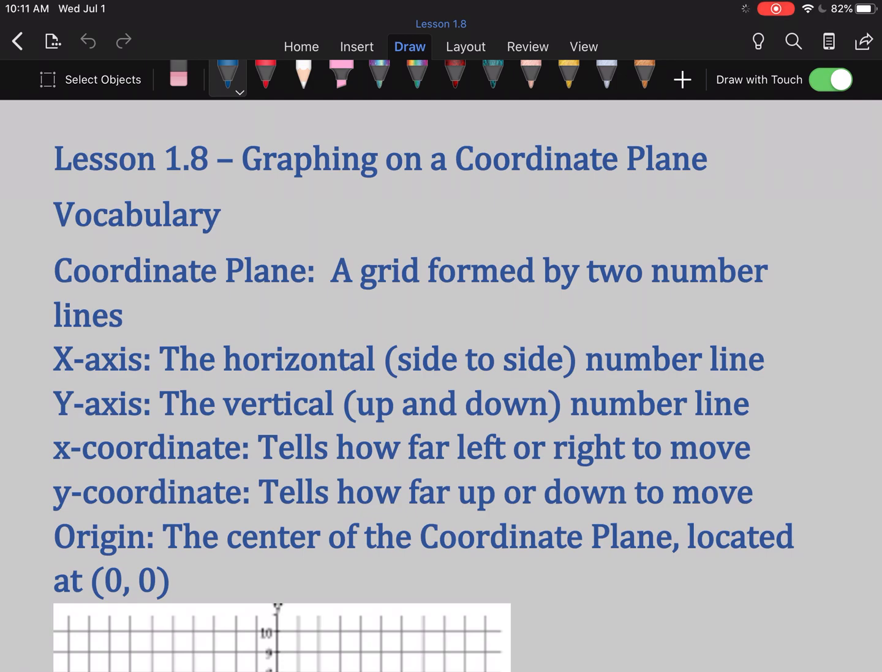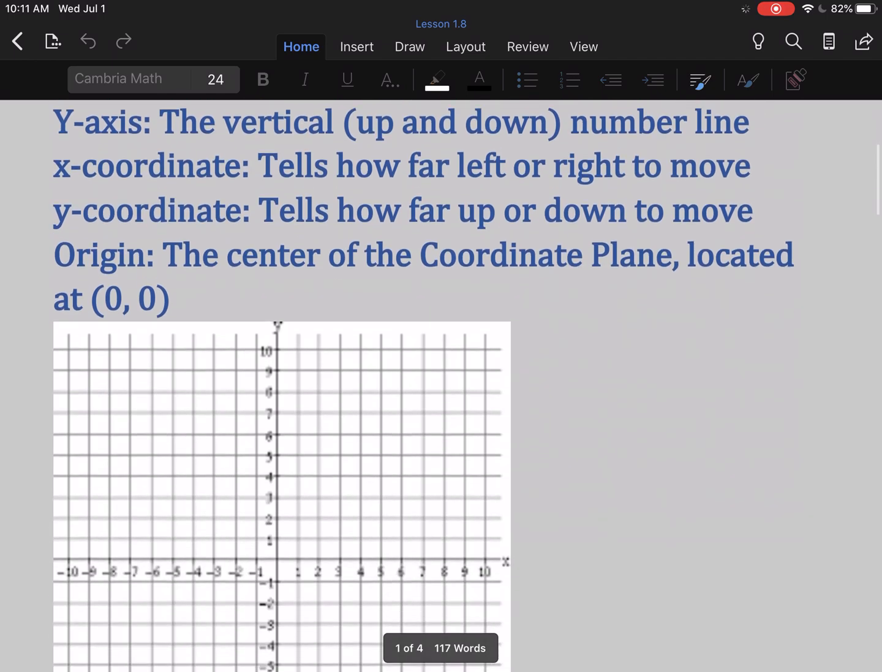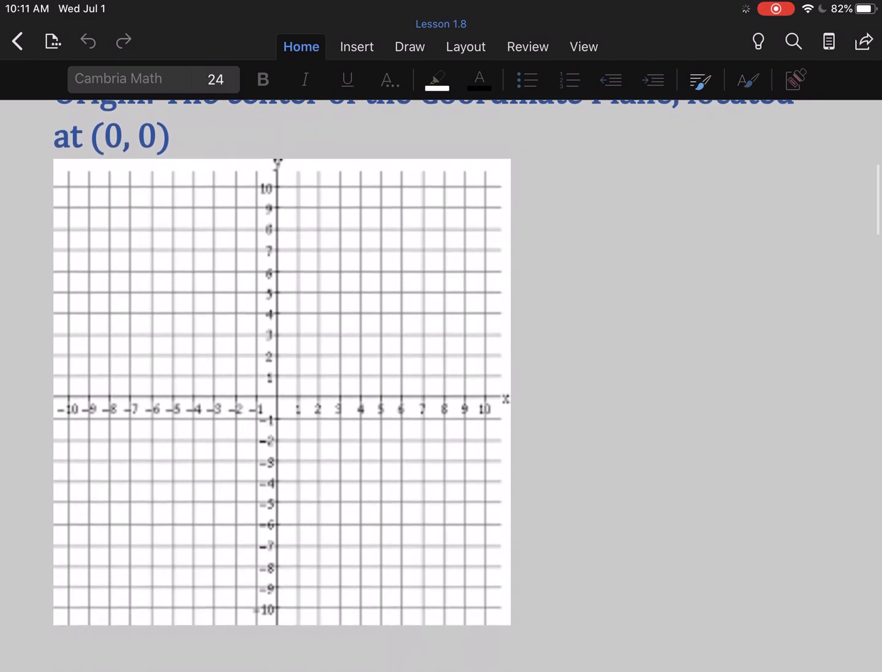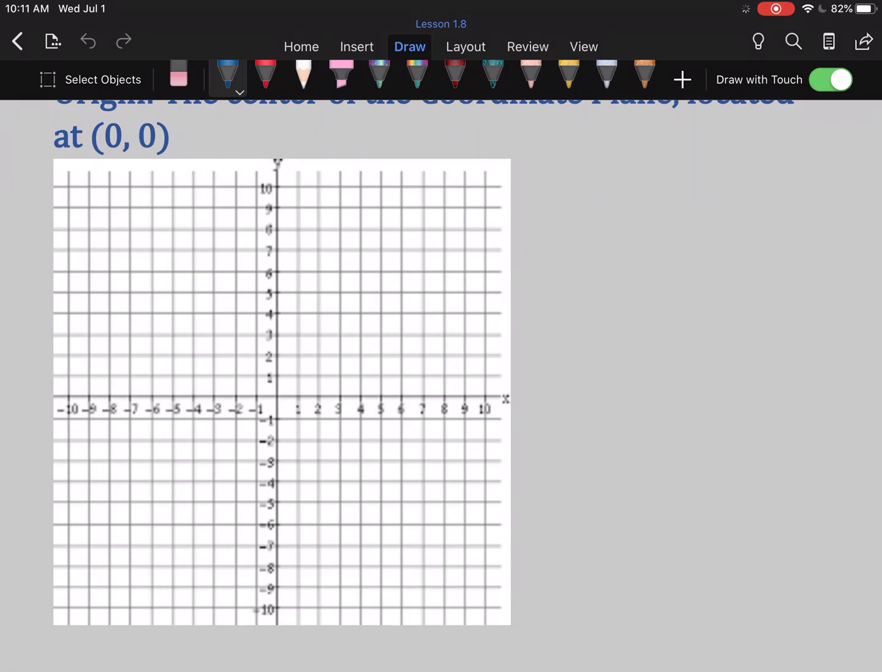An x-coordinate will tell us how far left or right to move, positive going right, negative going left, and y-coordinates will tell us how far up or down to move, positive going up and negative going down. The origin is the center of the coordinate plane, and it's located at 0, 0. So here's a coordinate plane. The origin is the center, and it's where we generally always start from. It's there. That is 0, 0.